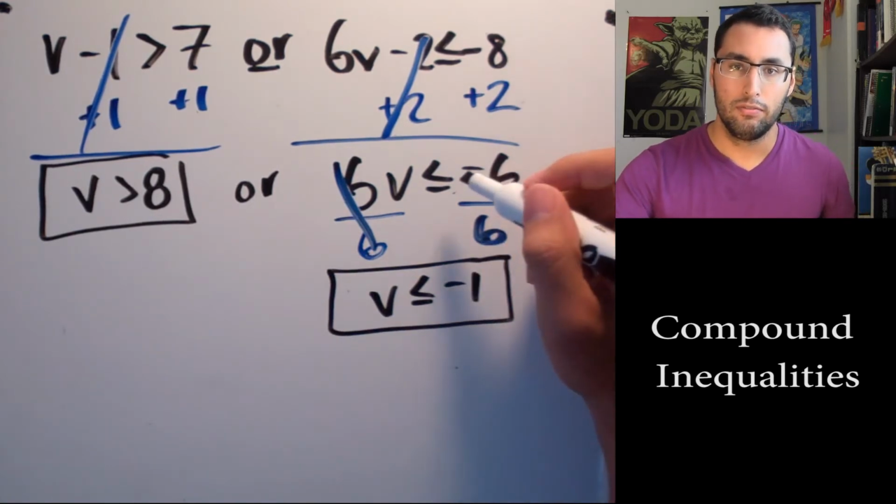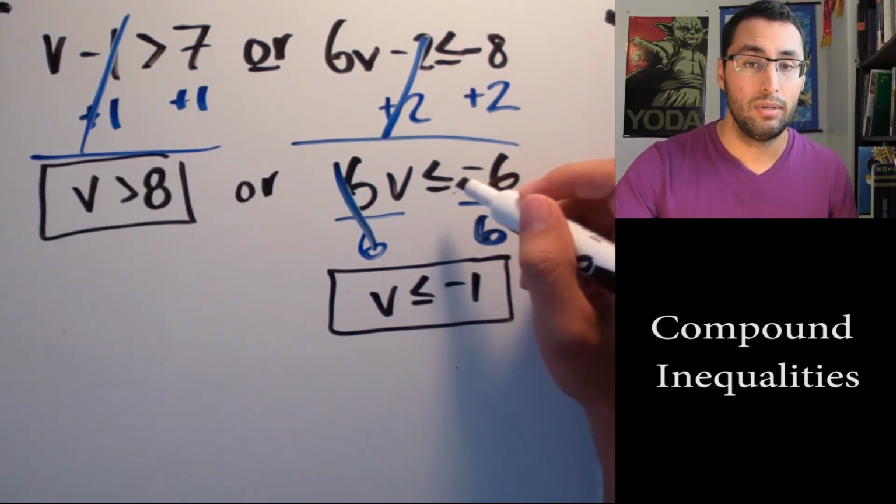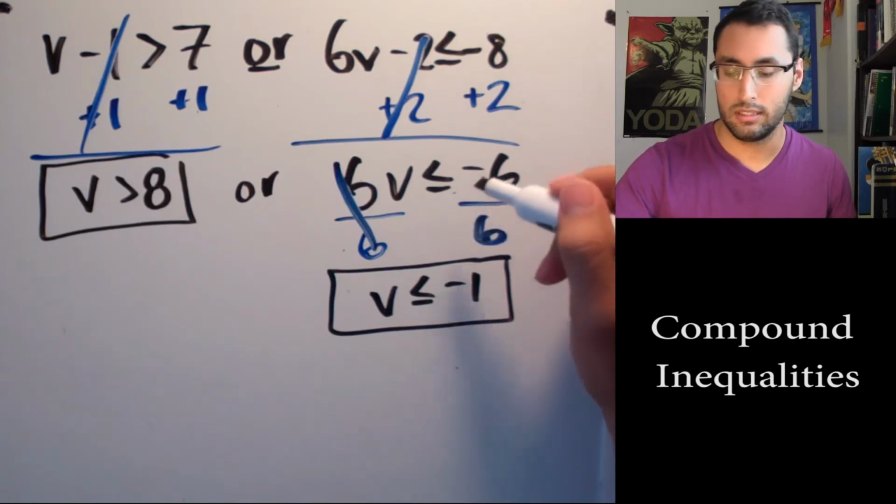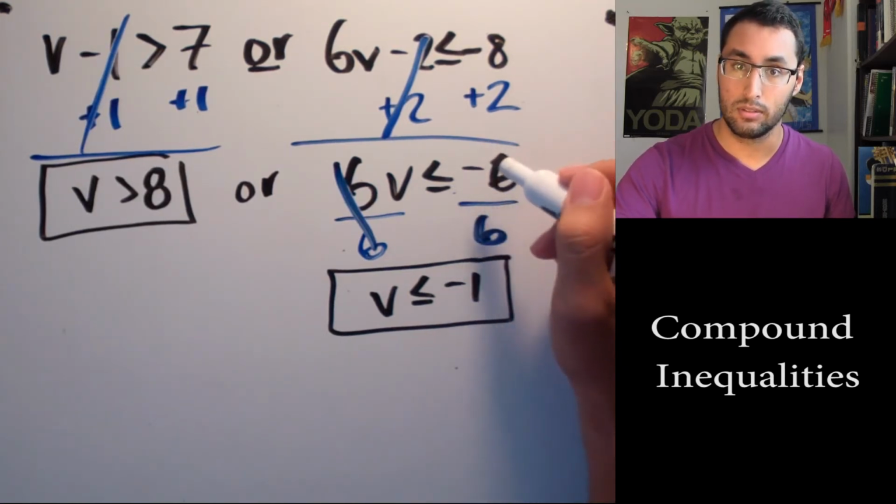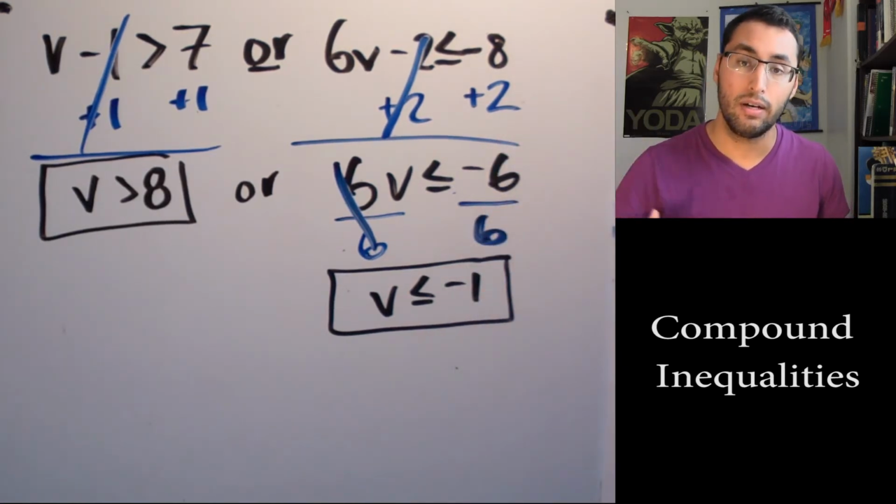Now notice how I didn't flip the inequality sign because I didn't divide by a negative. So this 6 is positive. Even though this negative 6 was a negative, still don't switch. You have to divide by a negative.